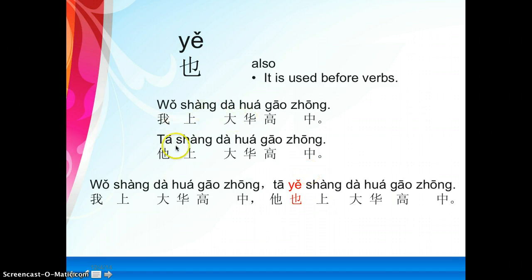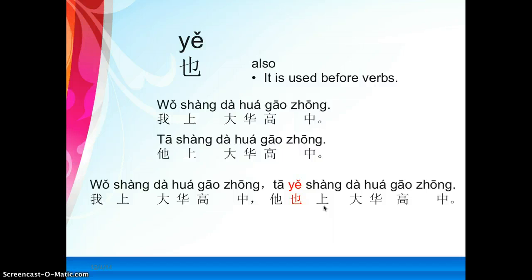You just copy these two sentences and put the 也 before the 上 of the next sentence. Just like English: I go to 大华 high school. He also goes to 大华 high school. One thing you need to pay attention to is that it's not like English this way, like he goes to 大华 high school too. So it's not used like this.